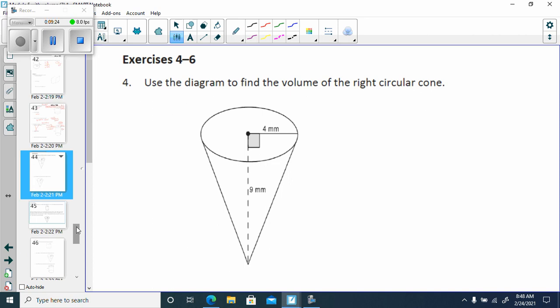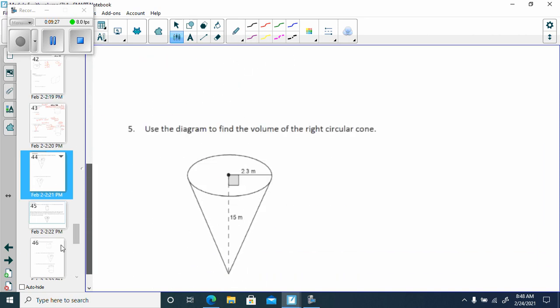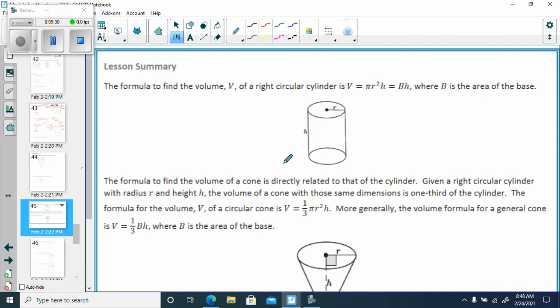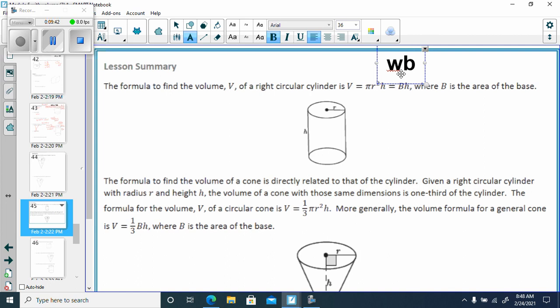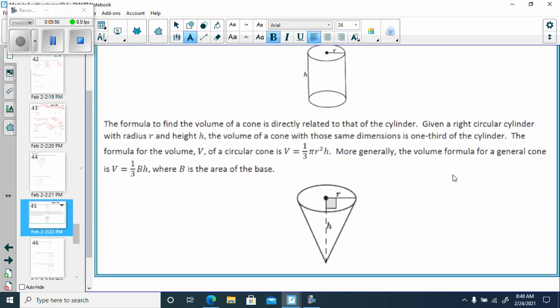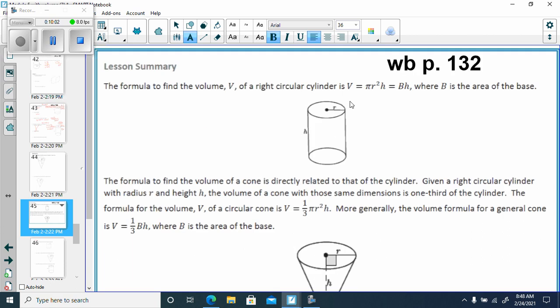Now I want to do all the cylinders before we start on the cones. This is on page 132, and this is your formula. Workbook, page 132. Please notice, this says the formula for your cylinder is pi r squared h, which is the same as big B times h. B is the area of that base. They also give you the formula for the cone, which is 1/3 the volume of your cylinder. We'll get to that in just a few minutes.